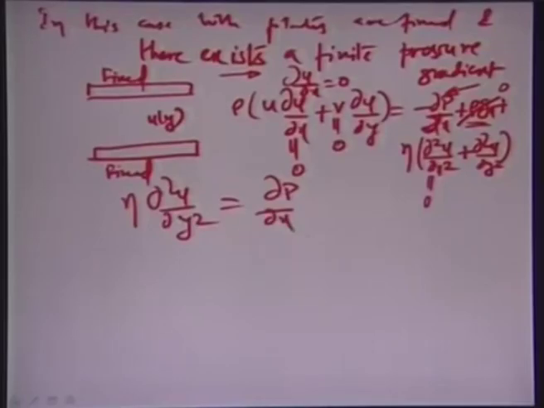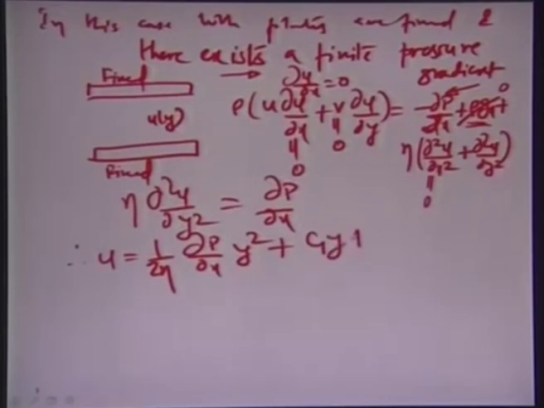So in this case the equation takes the form eta ∂²u/∂y² is equal to ∂p/∂x, the pressure gradient. There is a finite pressure gradient in this particular case. If we solve this equation, we are left with a solution for u which is equal to 1 by 2 eta times ∂p/∂x, the pressure gradient, times y squared, plus some constant c1 times y plus c2. Let us investigate what happens in this case. If you have a central axis here with y equal to 0, and we assume y equal to plus h as the spatial location of the upper plate and y equal to minus h as the spatial location of the lower plate, then both the velocities here, because the plates are fixed, are zero.